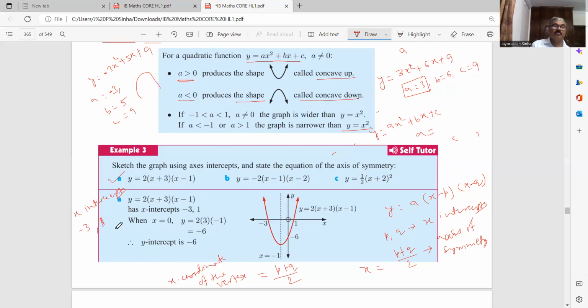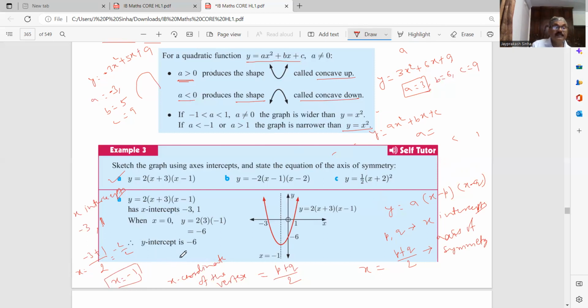Correct? The x-intercepts are minus 3 and 1. And now, what is your axis of symmetry? It is p plus q by 2, which means minus 3 plus 1 by 2. So x is equal to minus 3 plus 1, which is minus 2, so minus 2 upon 2, which means x is equal to minus 1 is the axis of symmetry.